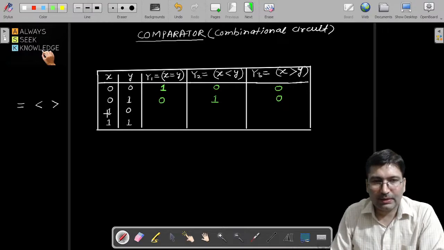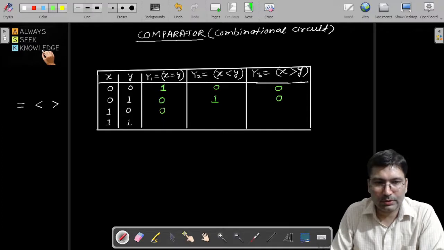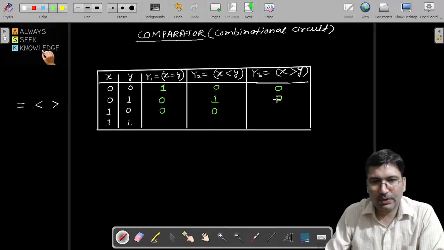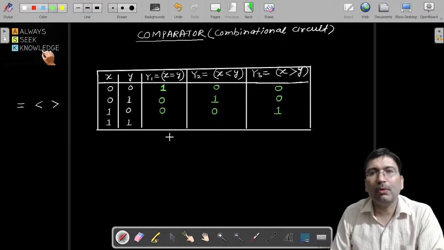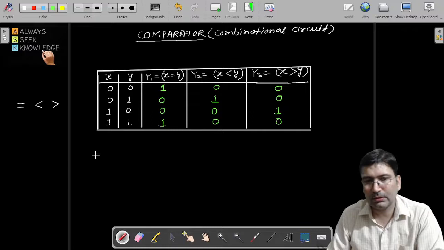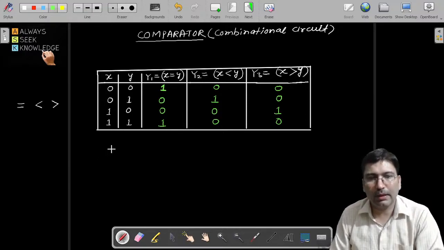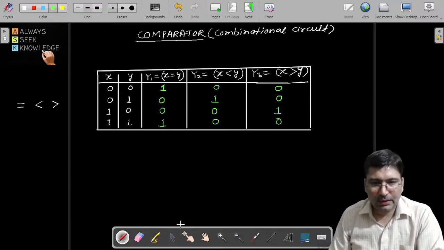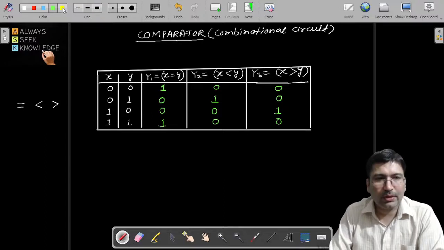Now if we compare this, 1 is not equal to 0, so this y1 will give you 0. X is not less than y, so y2 will give you 0, but y3 will be 1 because x is greater than y. Now in the fourth case, because this is equal, this will give you 1 and the rest, y2 and y3, will give us 0, right? So this is the scenario in case of comparator.